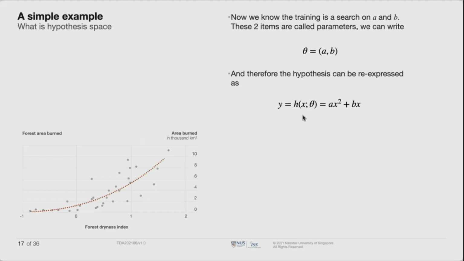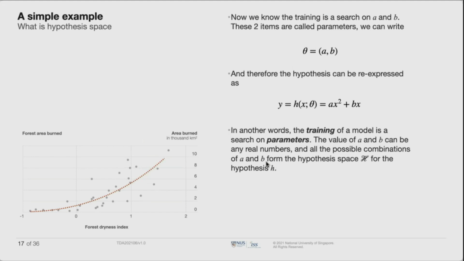Why do we want to express the hypothesis in this manner? The reason is this. Before the model can be deployed for use, we need to train the model. And the training of a model is a search on parameters, the theta. Now the A and B can be any real numbers. A can be 1.5, B can be 0.2, they can be any numbers. All these possible combinations of A and B form a hypothesis space. We use this curly H to denote the hypothesis space.